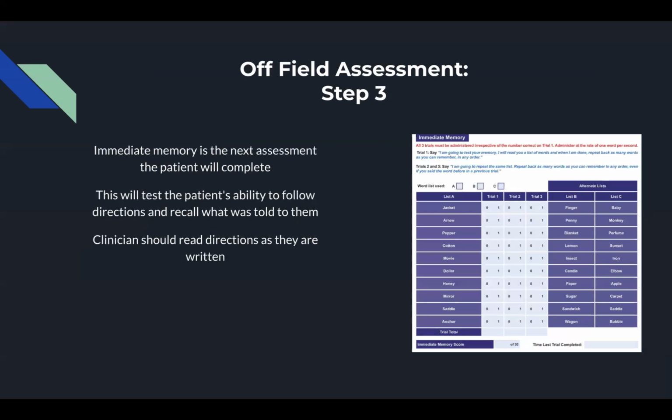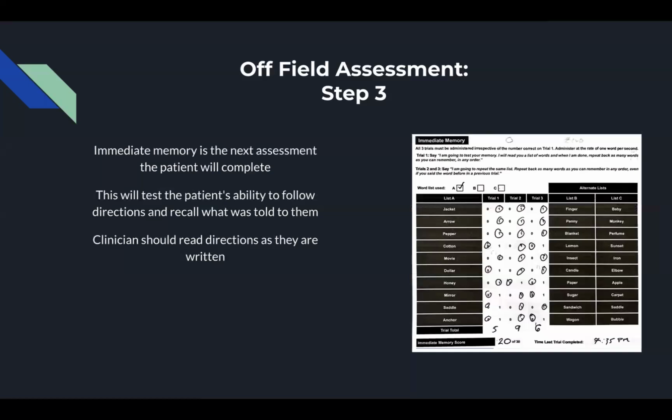The next part, step 3, is the immediate memory section. This will test the patient's ability to follow different directions, which is difficult at times following an injury, and also recall what was told to them, i.e. the words that we're going to say. So this one is very important: follow the directions and read them out loud to the patient and make sure that they understand them.